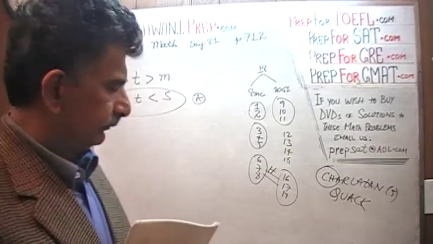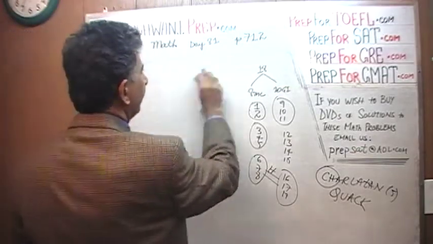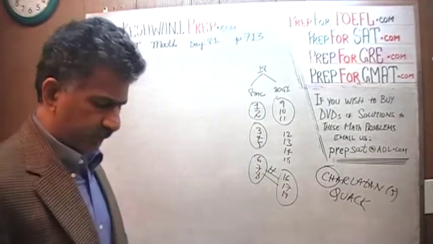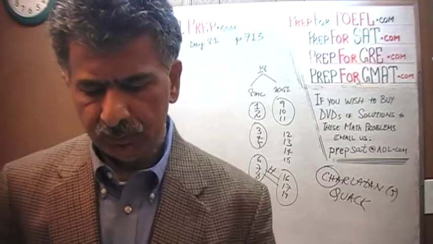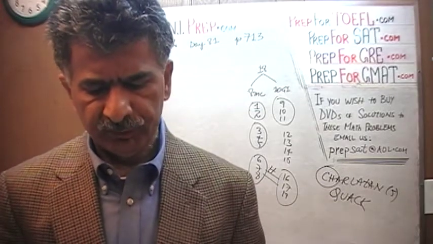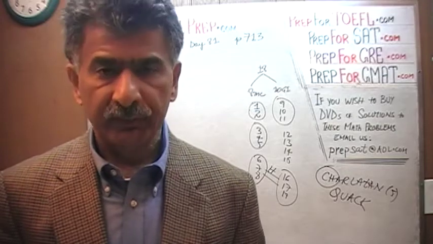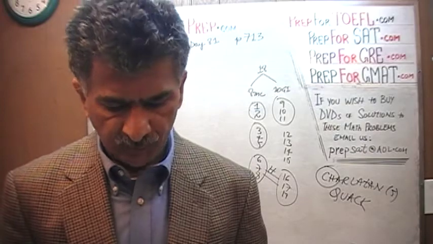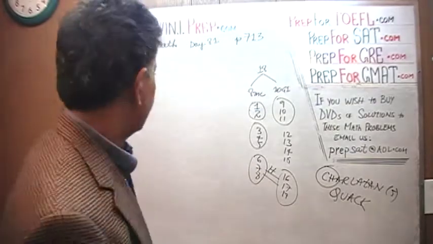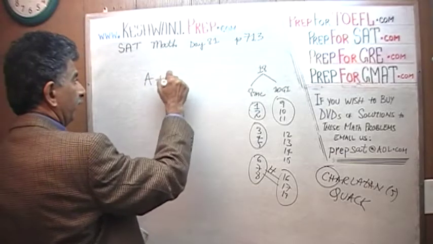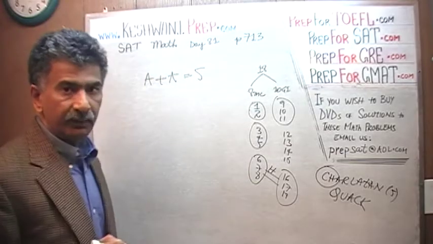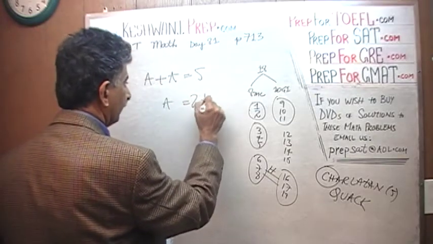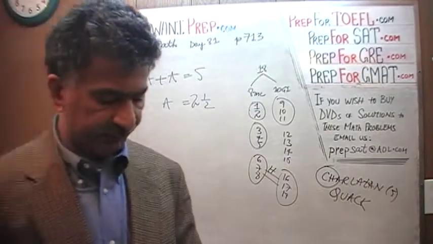Number 3, on the next page. Page number 713. It says, if the areas of two regions are equal to each other, and the sum of the two regions is 5. So if they are equal to each other, we have two areas, A plus A, we are told, is 5. They are equal to each other, which is why we're using the same letter, which means A must be 2.5, because 2.5 plus 2.5 is 5.